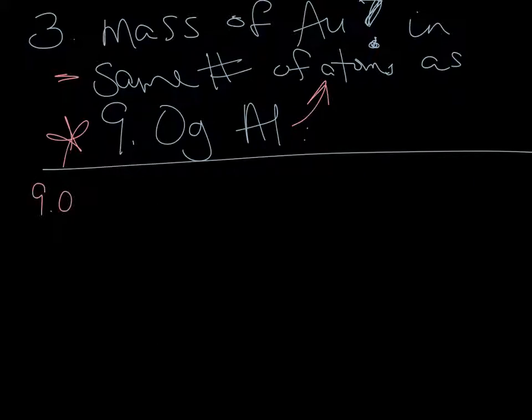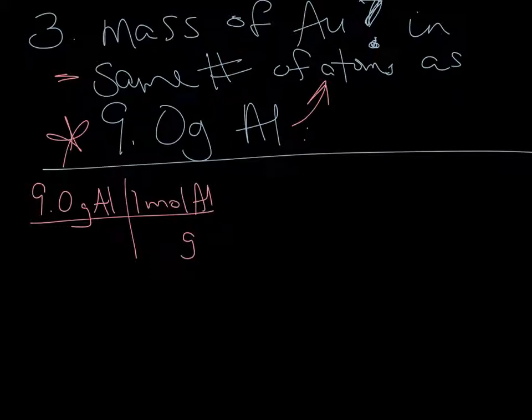This may take 2 slides. So 9 grams of aluminum. How many grams in 1 mole of aluminum? And if I look at my chart, I get 26.98. I don't know if I left enough room. Okay. And then we need 2, so grams of aluminum cancel out.